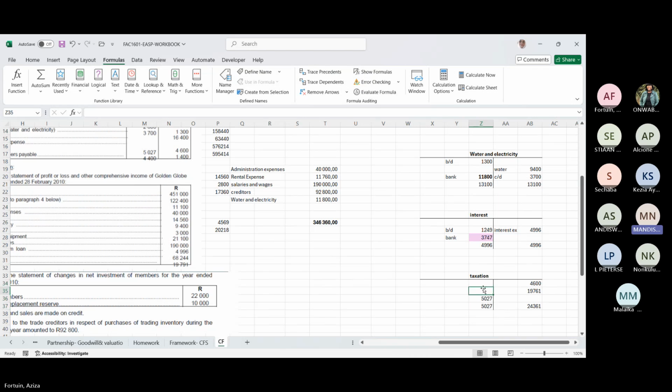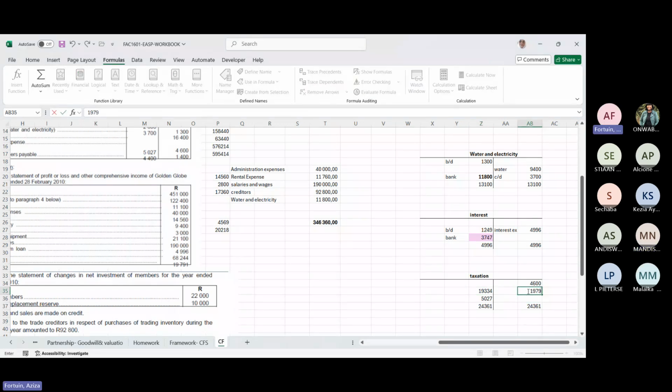We're getting 24,818. Pardon, isn't it 19,791 instead of 61? 19,000. Oh yeah, 19,791.